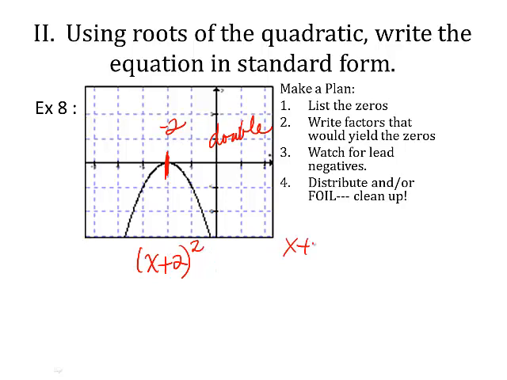You could write it like x plus 2 times x plus 2, but when we get into other things coming up, you're going to want to write it like this so you can see the multiplicity. And you don't know what that means yet, but you will. So when I go to clean it up and distribute it, I do need to separate them out and do FOIL.